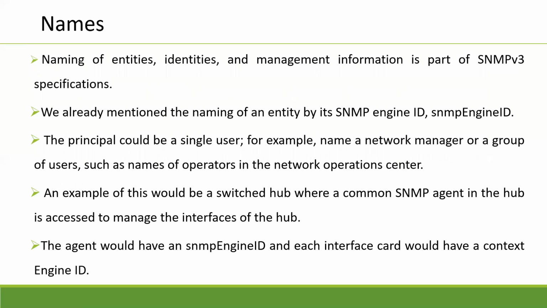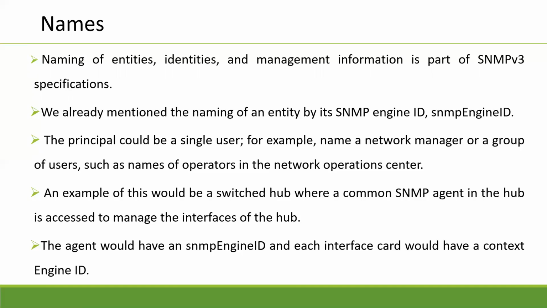Then move to the major classification of names under the architecture title. Names. Naming of entities, identities, and management information is part of the version 3 specification. We already mentioned the naming of an entity by its SNMP engine ID, right? The two names associated with identities are principal and security name. Now, principal is the who requesting services. It could be a person or an application.